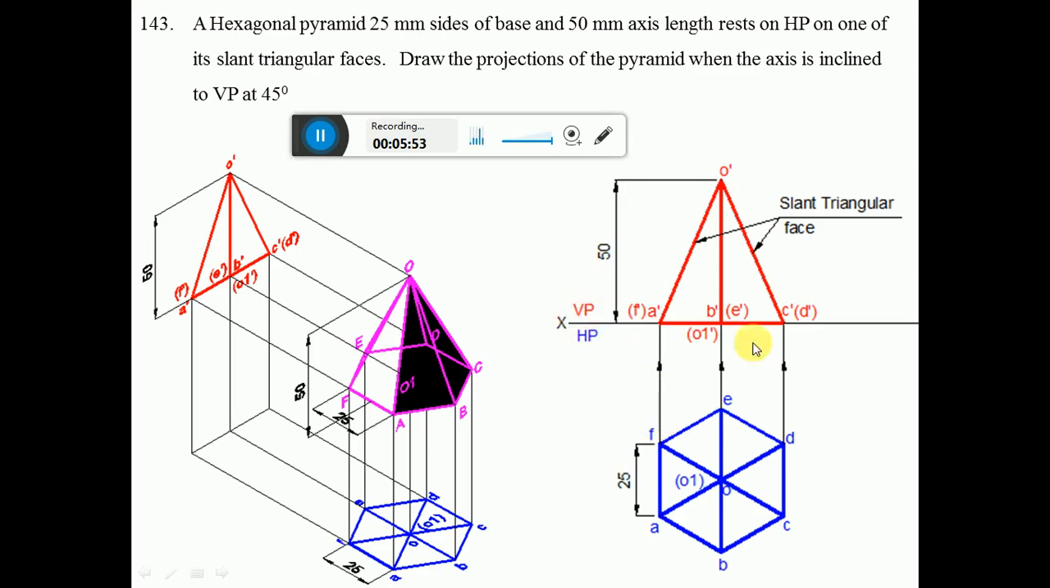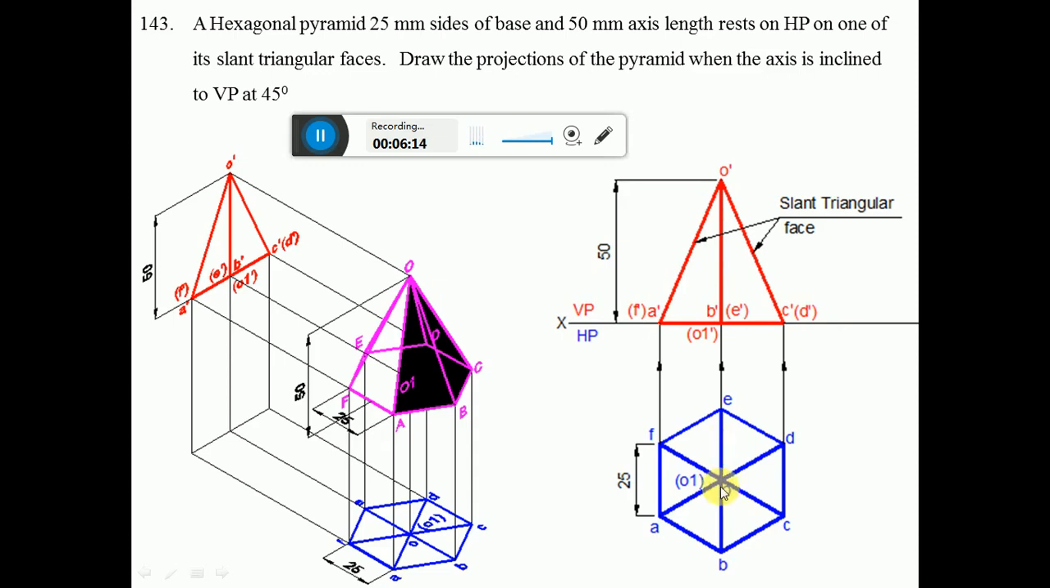Then draw the XY line, and then you project all these points towards the XY line such that all the base edges are resting on HB. So when you look from the front view, A dash, B dash, C dash is near to the observer, so it becomes visible. D, E, F is away from the observer, so it becomes invisible. That is D dash, E dash, F dash.